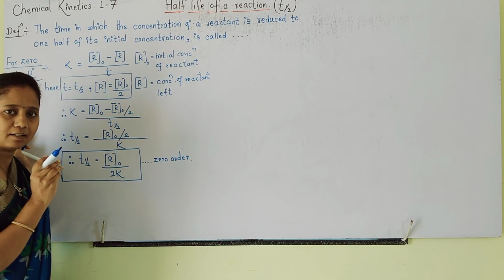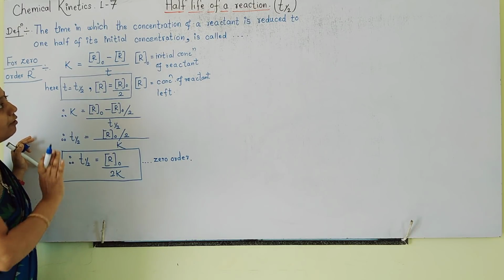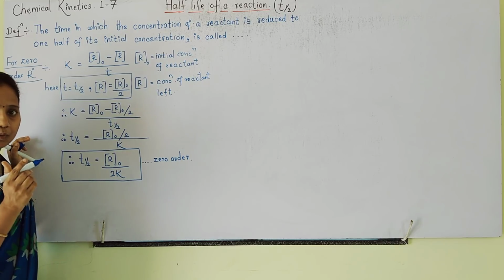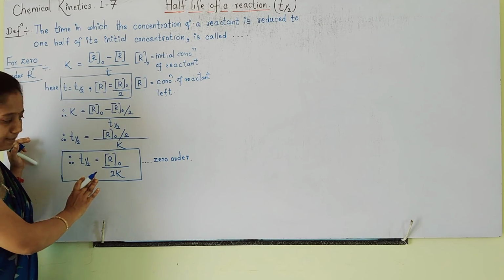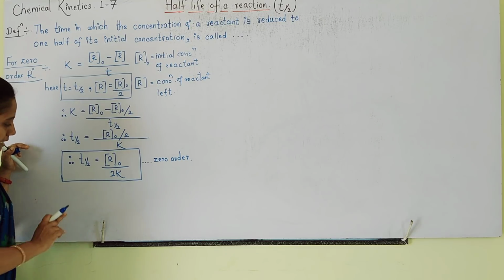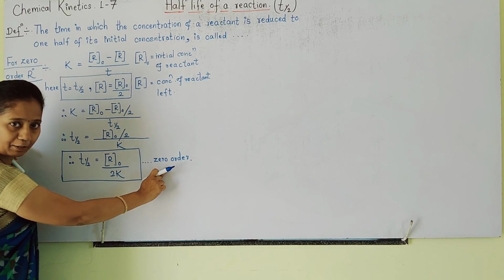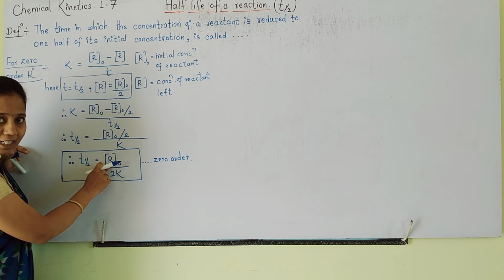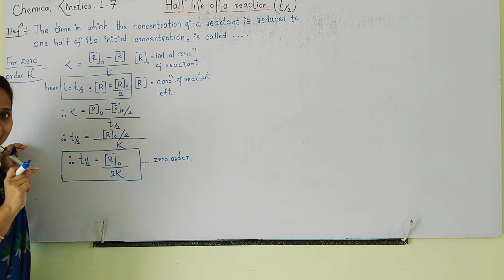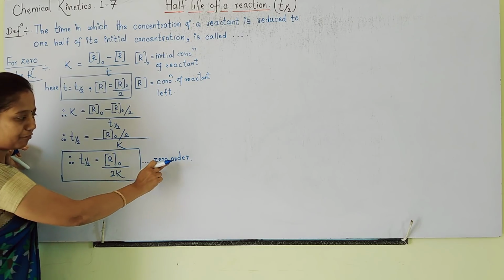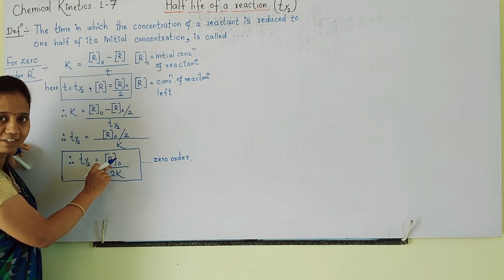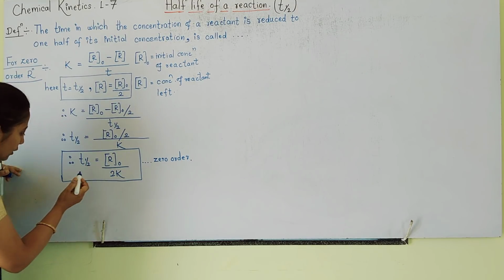Yes, this is our final equation for zero order. Half-life period for zero order reaction is equal to R naught by 2K. Okay, so looking at this equation, you can say that half-life for zero order reaction is directly proportional to R naught, that is initial concentration of reactants. So question will be asked like this only. Show that half-life for zero order reaction is directly proportional to initial concentration of reactants.